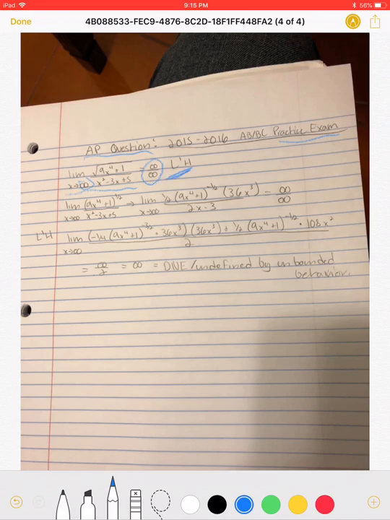When you take the derivative first, you get the limit as x approaches infinity of 1/2 times 9x to the fourth plus 1 to the negative 1/2 times 36x cubed. You have to use the chain rule on the top. And then you get, on the bottom, the denominator is equal to 2x minus 3. You plug in infinity again, and you get infinity over infinity. You then use L'Hopital's rule again.